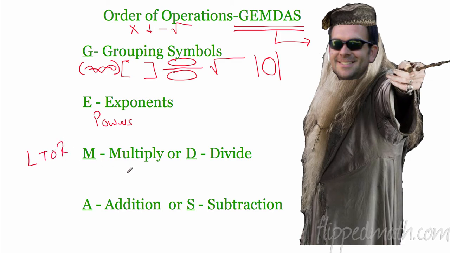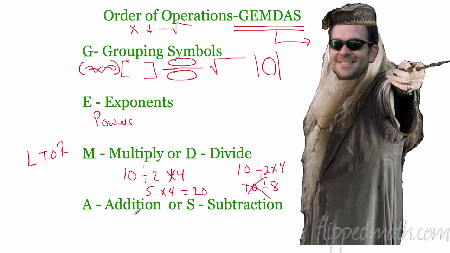So in other words, if I have 10 divided by 2 times 4, I know that in GEMDAS multiply comes before divide, but this is left to right. So I'm going to do 10 divided by 2 is 5. 5 times 4 is 20. See, if I did it the other way around, if I did multiplication first, 2 times 4 is 8, and 10 divided by 8 is not 20. All right? This is why it's always left to right.